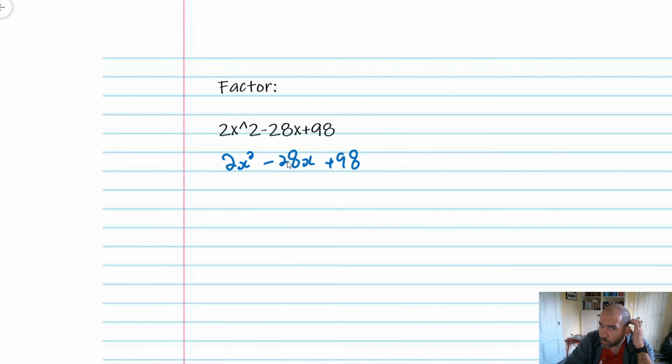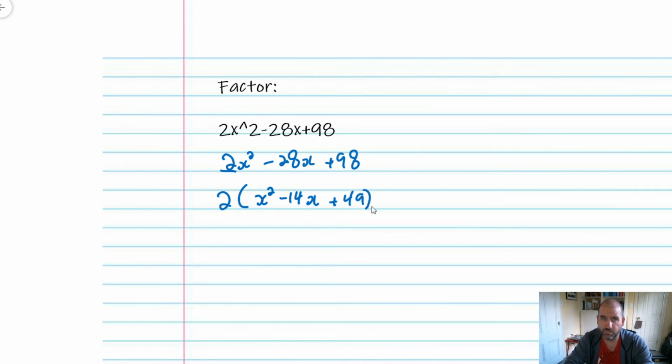Now, when you have a leading coefficient that is not 1, the first thing you should do is look for what's called a common factor. So look and see if everything can be divided by the leading coefficient evenly. So when we're dividing by 2, we're looking for even numbers, and they're all even numbers. So what we can do, we can actually just factor out the 2, leaving us x squared, 28 divided by 2 is 14, 98 divided by 2 is 49.